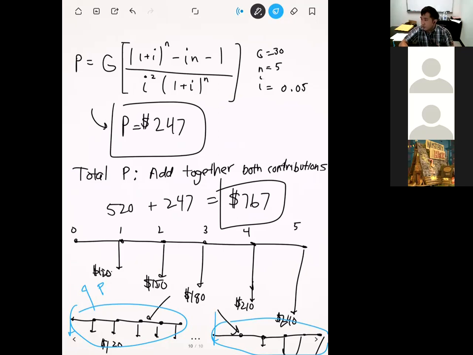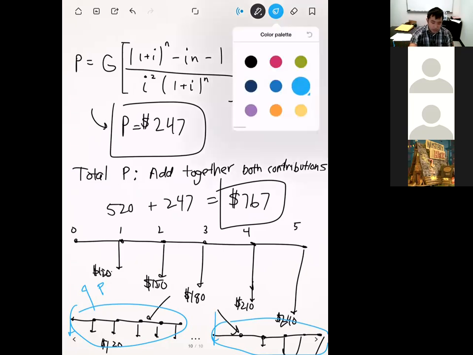Does that make it a bit more sense? Yes, thanks. Great. All right, any other questions on this example here?